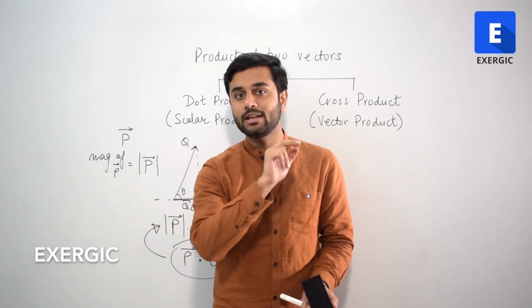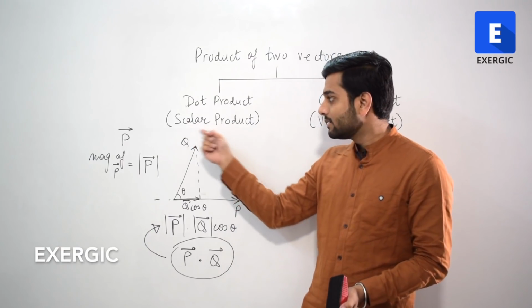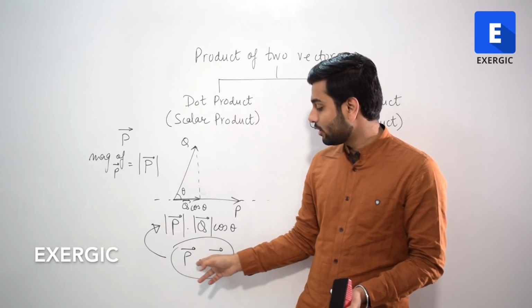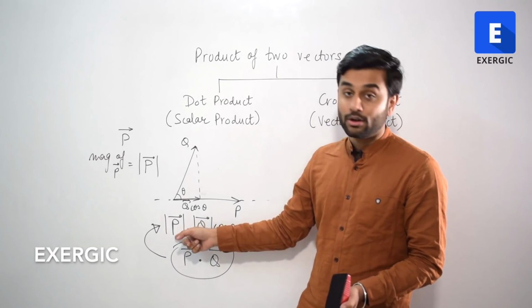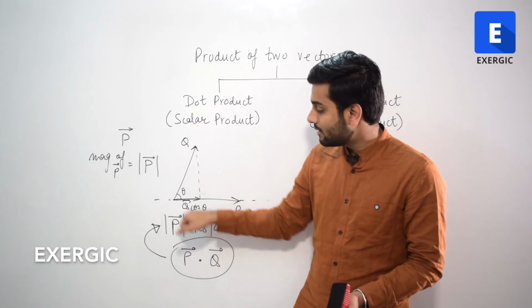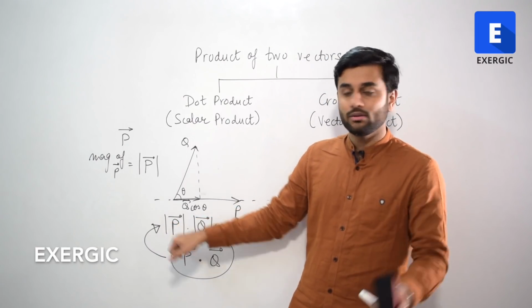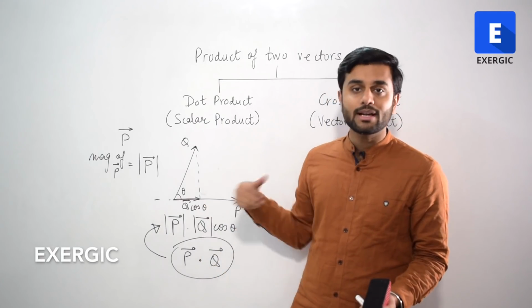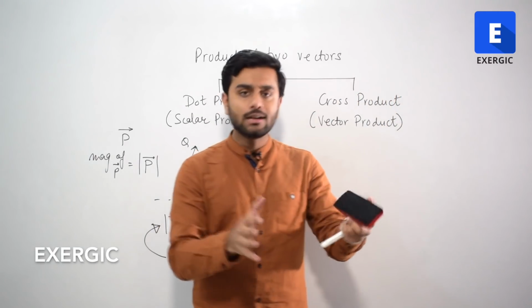One more thing which is very important to understand. That's why the name scalar has come. If you see that P dot Q is giving you magnitude of P multiplied by magnitude of Q cos theta, this is not a vector, it's a scalar. Magnitude of Q is also scalar, cos theta is also scalar. So ultimately what you are getting from this product is a scalar quantity.